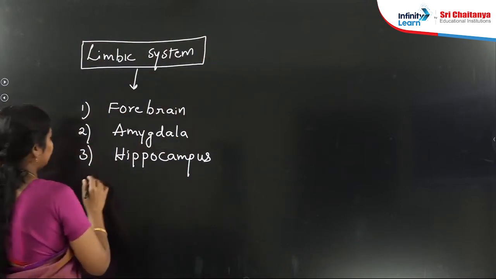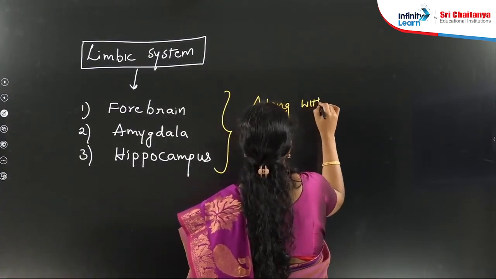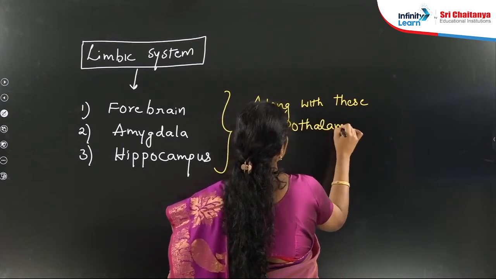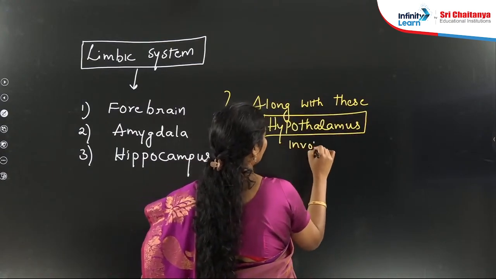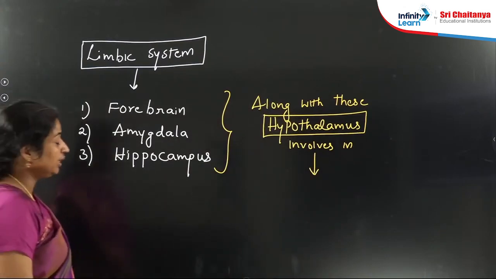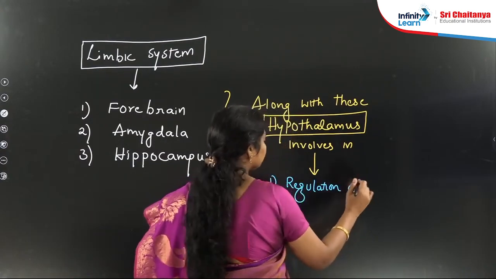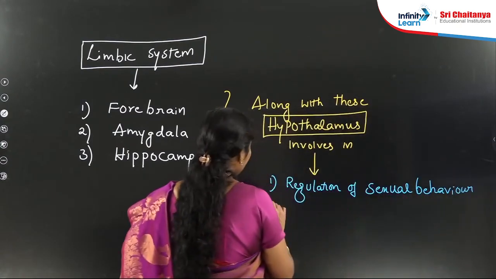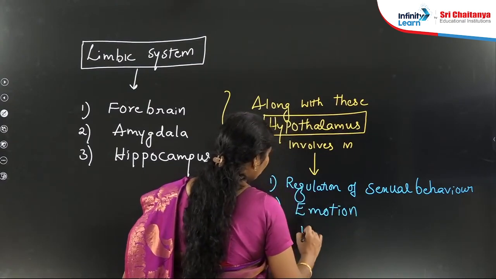Next, along with these three, the hypothalamus. What is the hypothalamus? The hypothalamus is known as the master of master gland. So along with these, the hypothalamus is involved in, number one, regulation of sexual behavior, second, regulation of emotions, emotion control, and third, motivation.